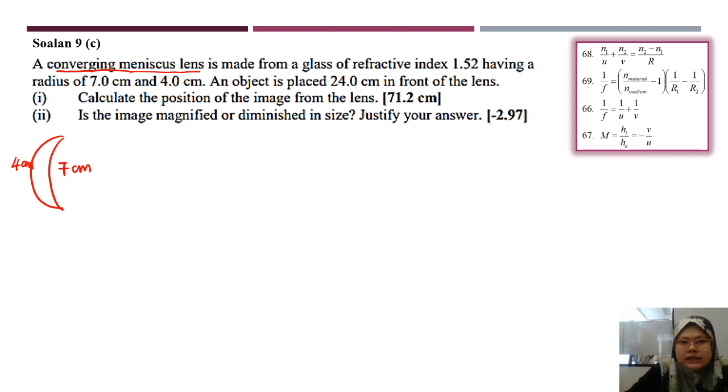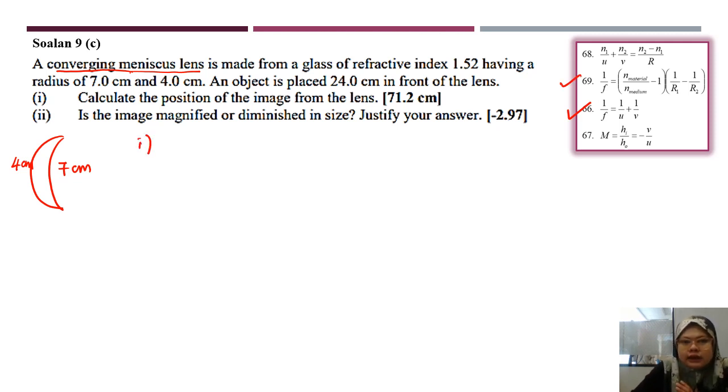Alright, so an object is placed 24 cm in front of the lens. So object located in front of the lens 24 cm. Dia suruh calculate the position of the image. So now kita nak cari V. You ada U, so kita nak pakai equation 66. But the problem is you don't have the focal length of the lens. So jadi kita boleh cari focal length of the lens dulu, by using equation 69.